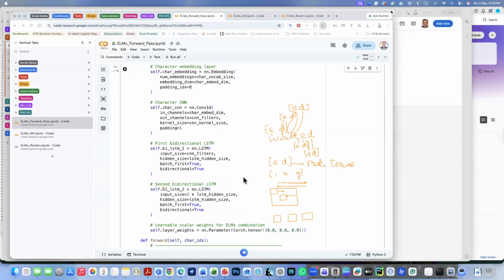So the total network becomes: after the embedding, I first do a CNN, and I pass the CNN to an LSTM. I get the output of the LSTM, and then again I put it into a second LSTM. This is my neural network. Of course, I will do some more steps here, which I will tell you.